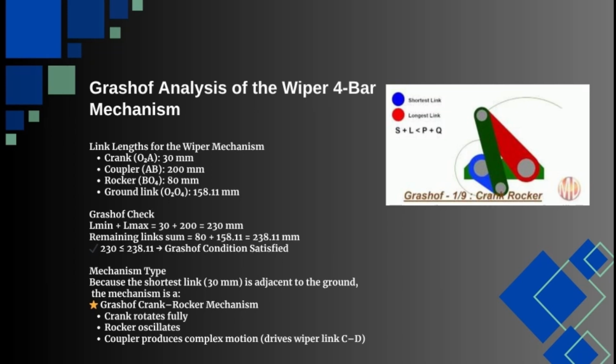Using the Grashof condition, we sum the shortest and the longest links, 30 mm plus 200 mm, and compare that to the sum of the remaining two, 80 mm plus 158.11 mm. Since the sum of the shortest plus longest is less than the remaining two, the Grashof criteria is satisfied. This means the mechanism is a Grashof crank rocker type.